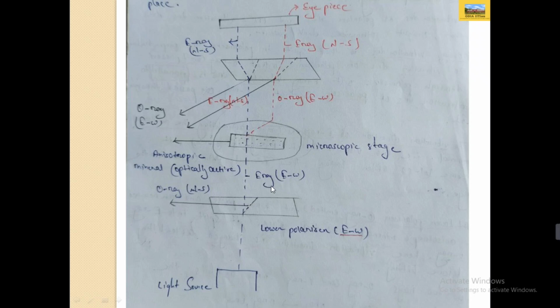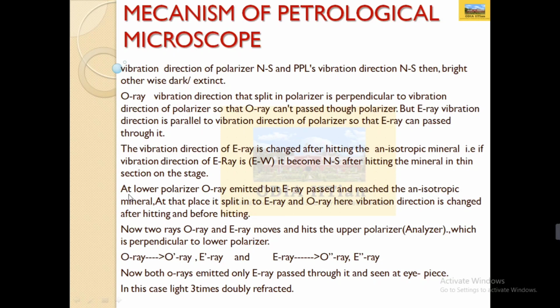इन दिस केस ई रे का वाइब्रेशन डायरेक्शन था ईस्ट वेस्ट. After hitting the anisotropic mineral it converts to north-south, and due to double refraction the E ray vibration direction converts to north-south, and an O ray also generates, whose vibration direction is east-west. At the lower polarizer the O ray is eliminated but the E ray passed through and reached the anisotropic mineral. At that place it split into E ray and O ray. Here the vibration direction is changed after hitting compared to before hitting.